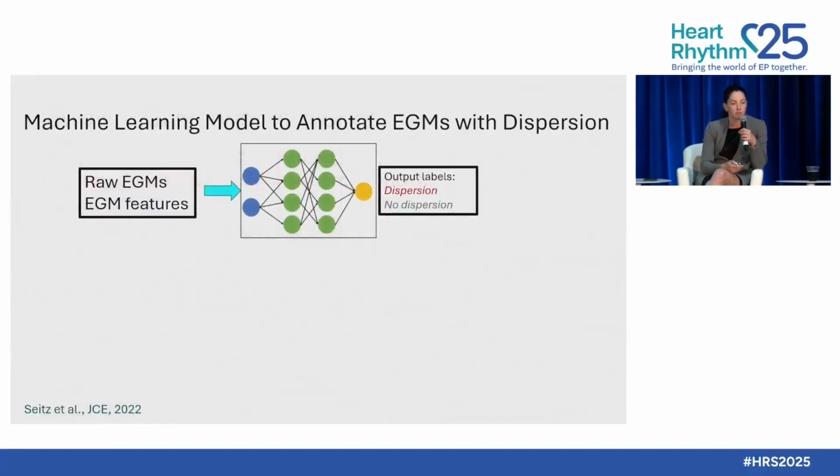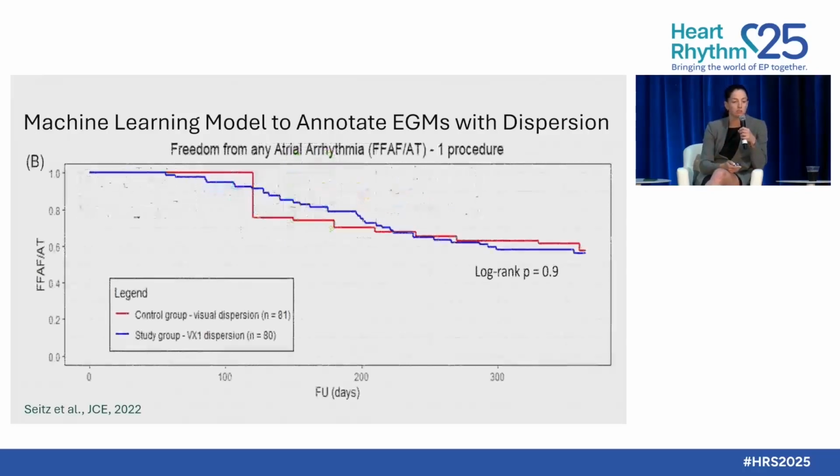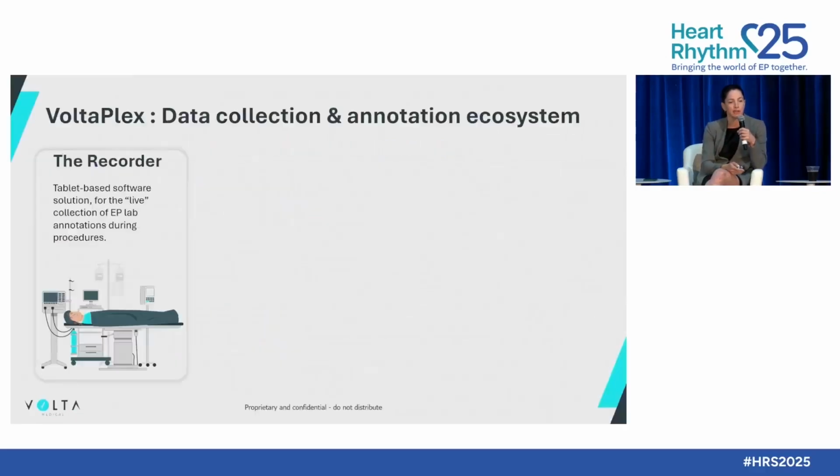And that's what this group did. They got a model, they taught the model with the labels of dispersion and no dispersion. And this was one of the earlier papers to see, what if we do ablation based on manual annotation of dispersion, right? Or in another center, we just do the ablation based on an AI model that is tagging the dispersion sites. And these were the early results from that study.